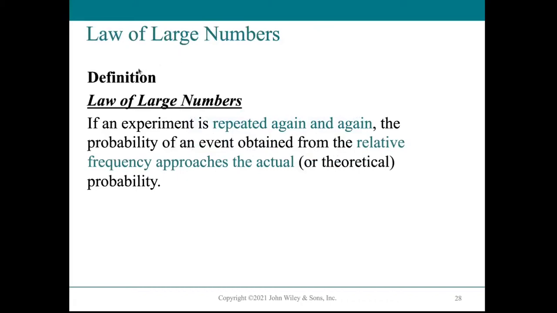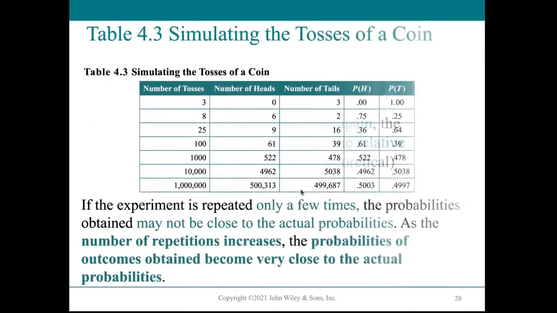So we also have the law of large numbers. This is a corollary to the frequency approach. If you repeat the experiment multiple times, the probability of an event obtained from the relative frequency approach approaches the actual probability, because the frequency probability is just an approximation of the actual probability. So if you repeat the experiment hundreds, thousands of times, you will approach the actual outcome. So basically here, the sample size matters. The number of times you repeat the experiment matters a lot.